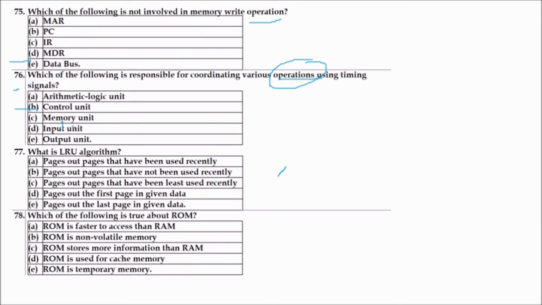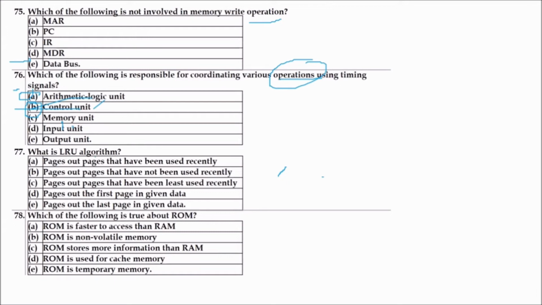Okay, so we will go with the answer A or B. So the final answer would be, because I have already told you that arithmetic logic unit is responsible for coordinating various operations using timing signals, but the answer will be control unit. This is the answer for us, control unit.